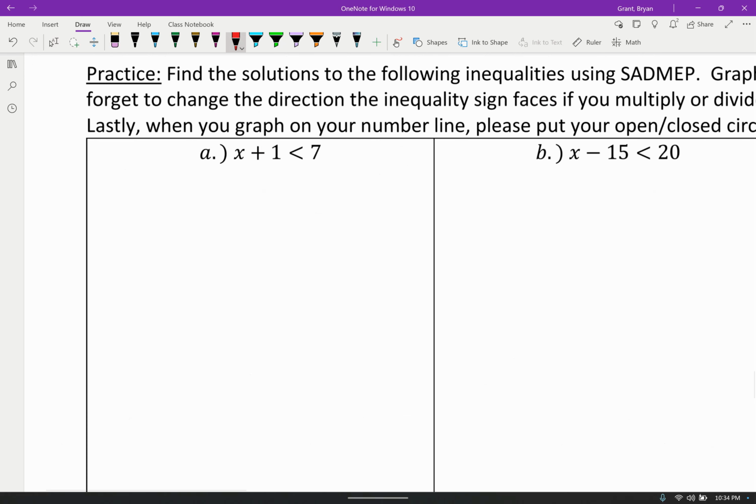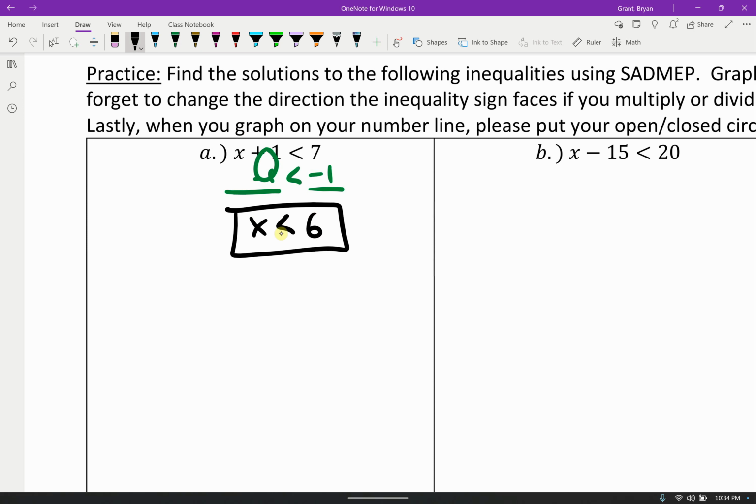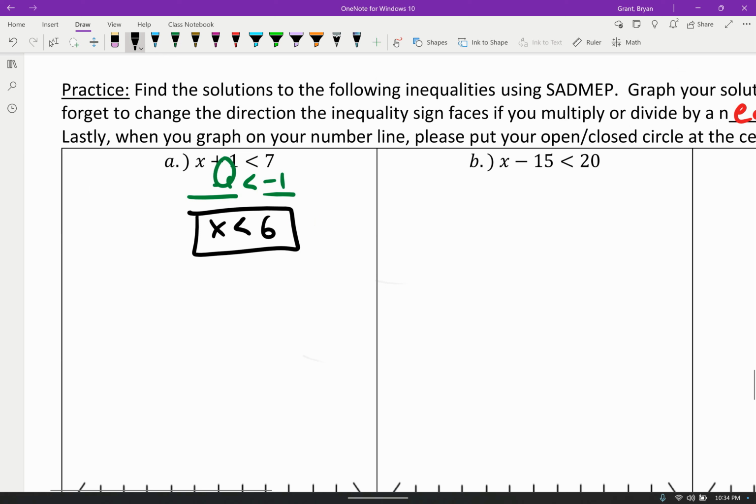Here's A. x plus 1 is less than 7. Only one number attached to x, it's the 1 it's adding. How do we undo addition? Well, we subtract. Subtract 1 from one side, subtract 1 from the other. These cancel, and 7 minus 1 is 6. And we're done. x less than 6 will be a solution to the inequality. Like I said, this isn't bad, guys.